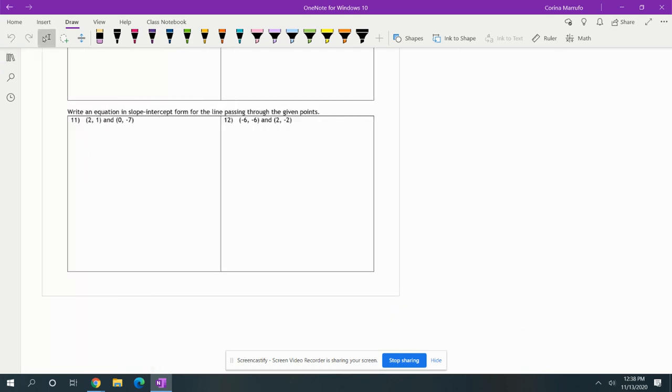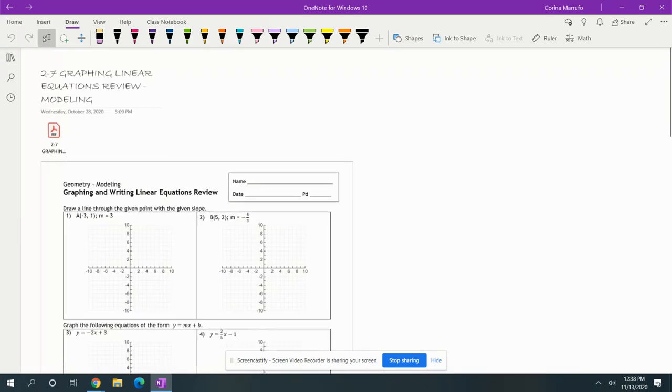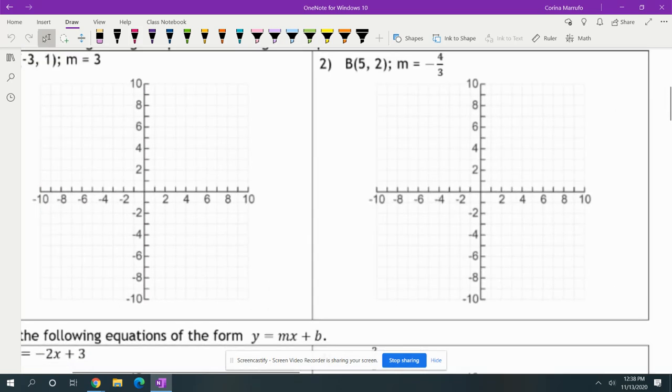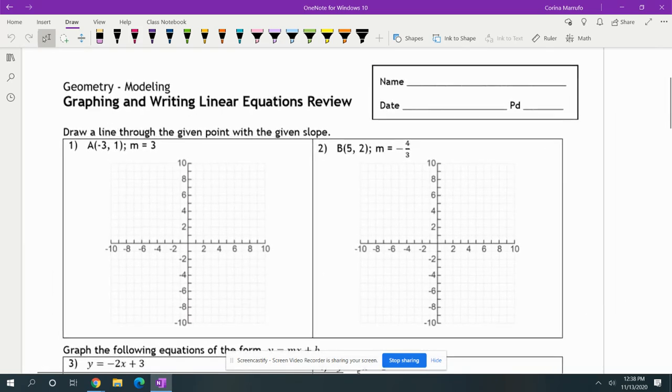All right, guys, so we're starting our next lesson. Our next lesson is going to be graphing and writing linear equations review. So here it says, draw a line through the given point with the given slope.